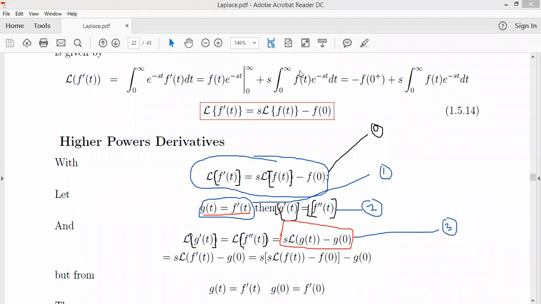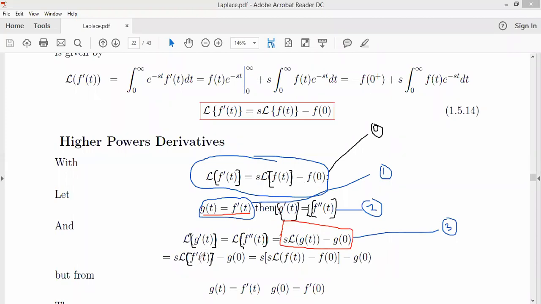So that is this step right here. That is this step, guys. So instead of this g t, I substitute f prime t. That's why I have sL f prime minus g zero. This g zero is this one here, which is that. And of course on substitution, I now know that my f prime t is from equation zero, guys.